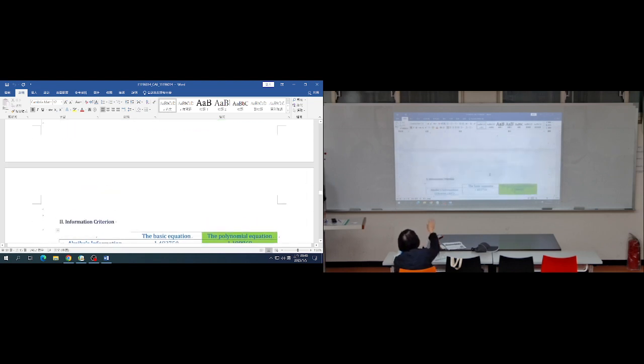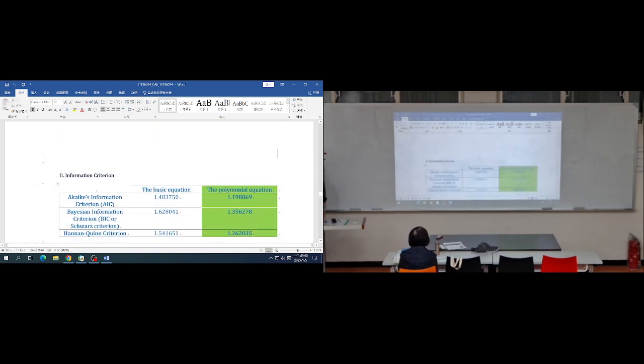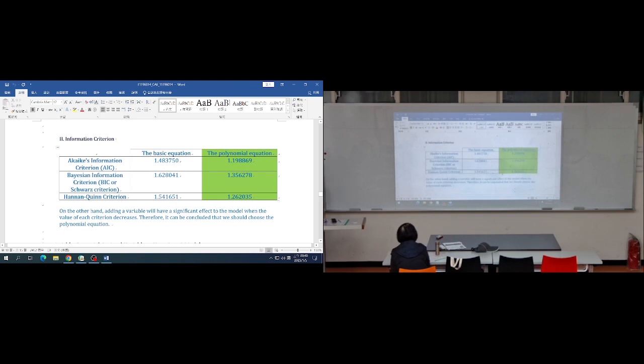So the point is to compare these two models: the adjusted R square goes from 68 percent to 76 percent, which is a big change. Thank you. And the second one is the information criteria: AIC, BIC, and Hannan-Quinn.